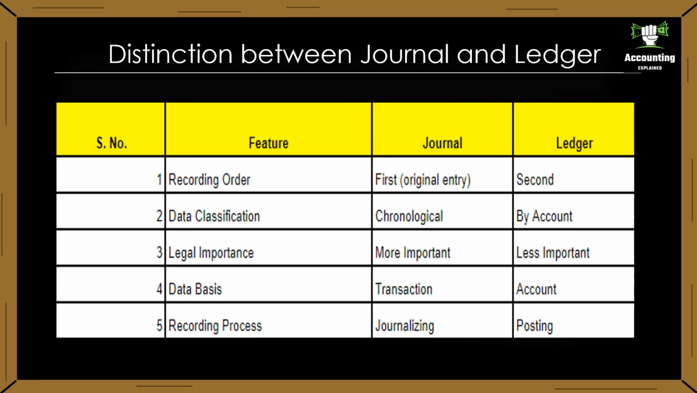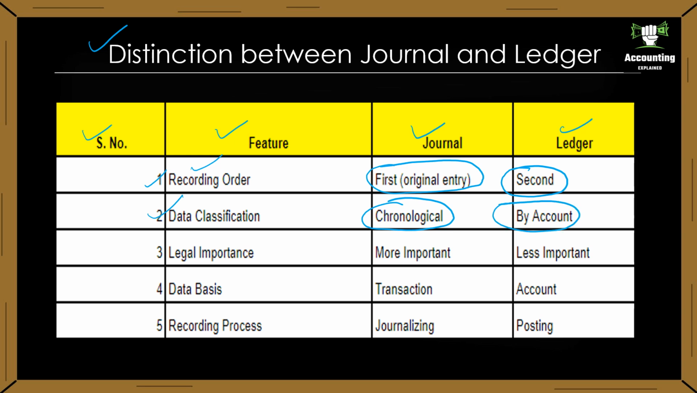Now, let us see the distinction between the ledger and the journal. We open 4 columns: serial number, features, journal, ledger. First, recording order. Journal entry is the book of original entry. This we have already seen, no? And ledger is recorded second. Data classification. Journal is recorded in chronological order, that is date wise. Ledger is recorded account wise.